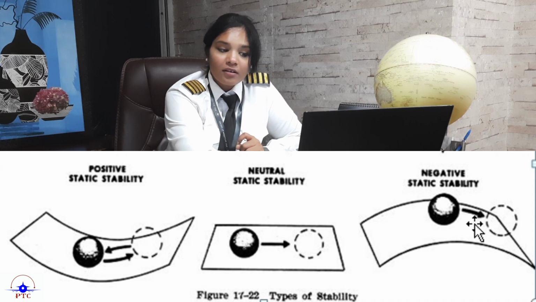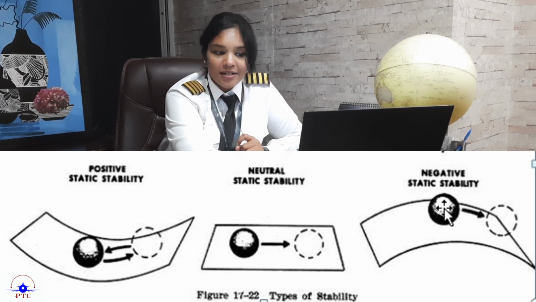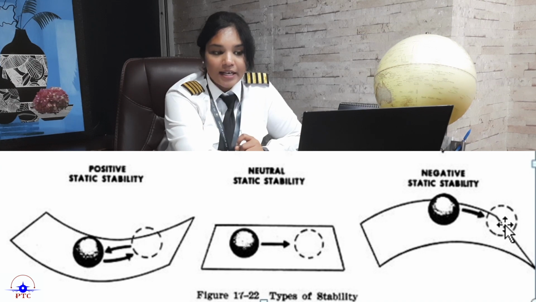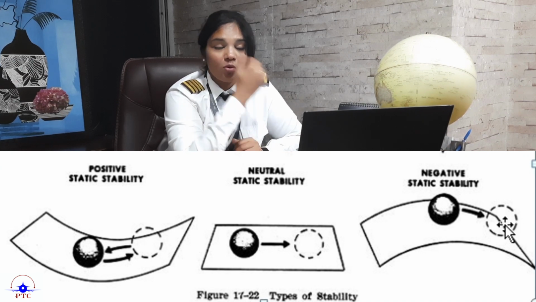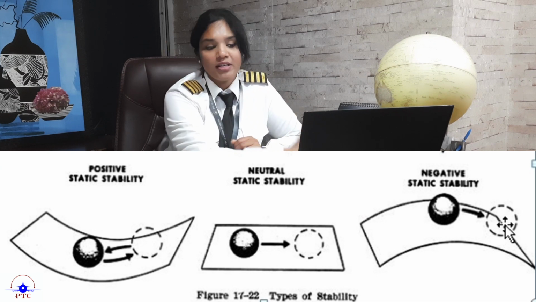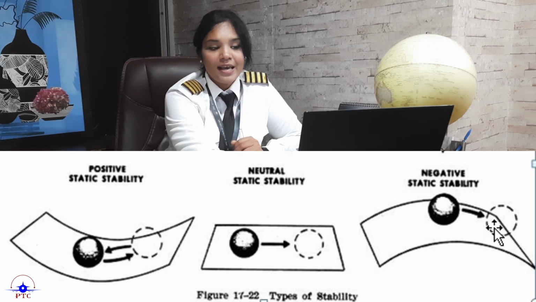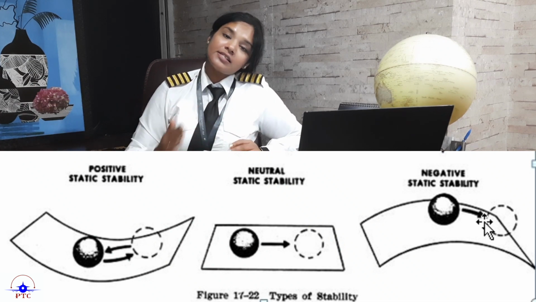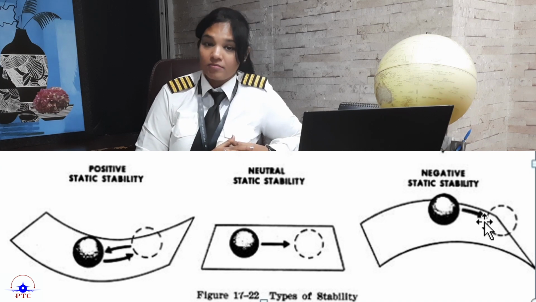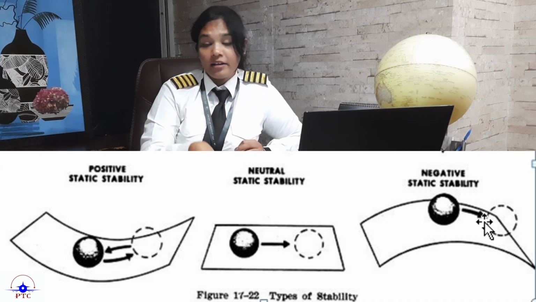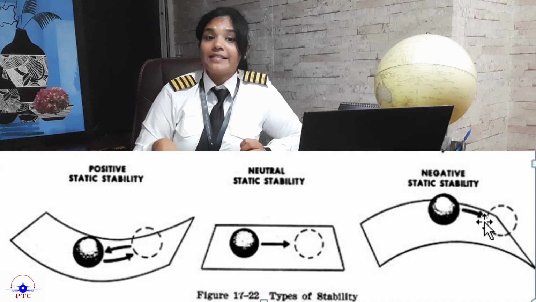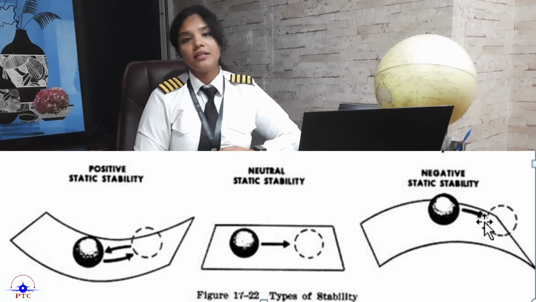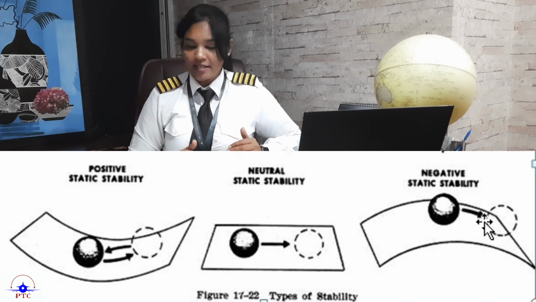Now when the plane beneath the object is curved downwards, if a force is applied and the object moves in this direction, then once the force is removed it keeps moving further away from its original position. This object is displaying negative static stability. So these are the three different types of static stability. Negative static stability is also called instability.